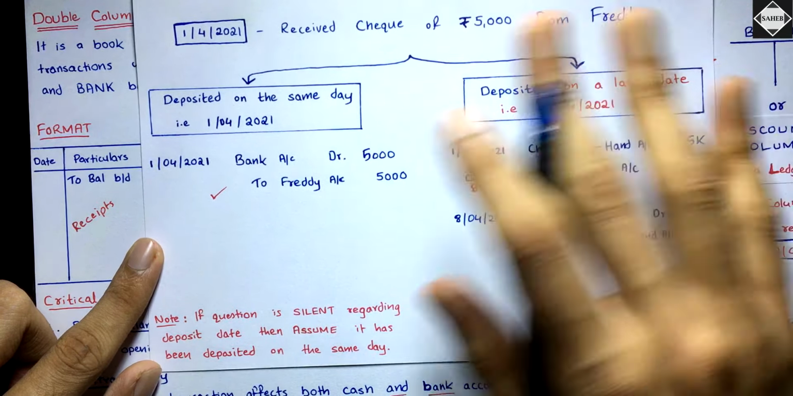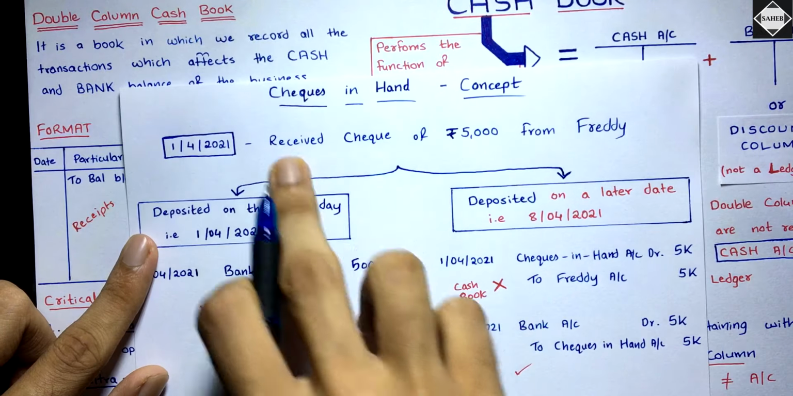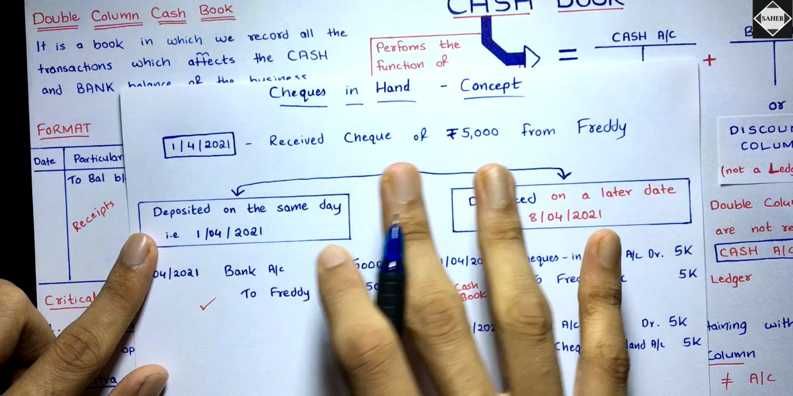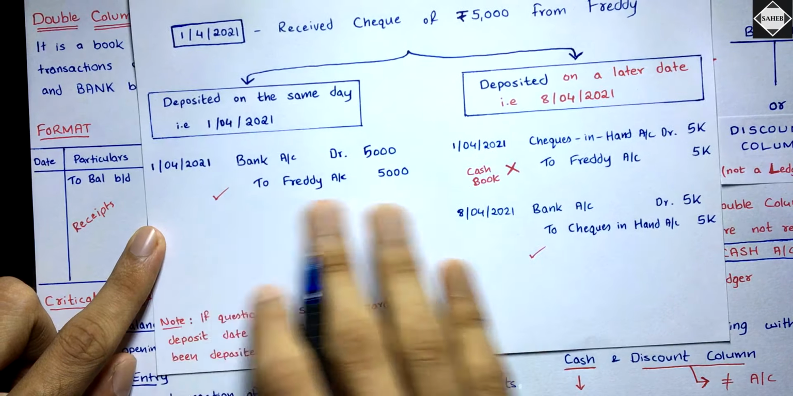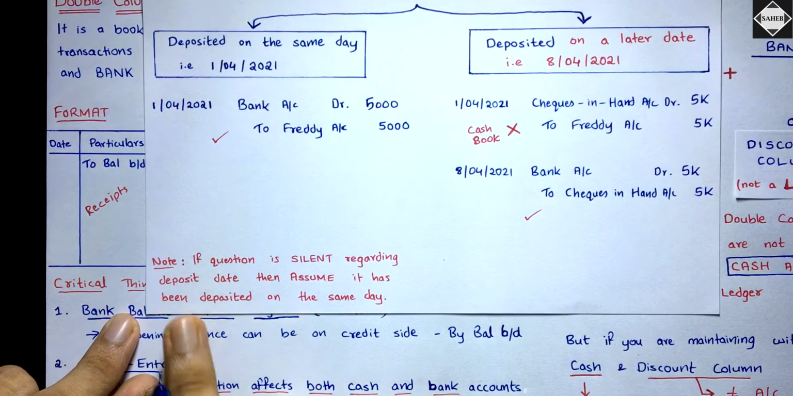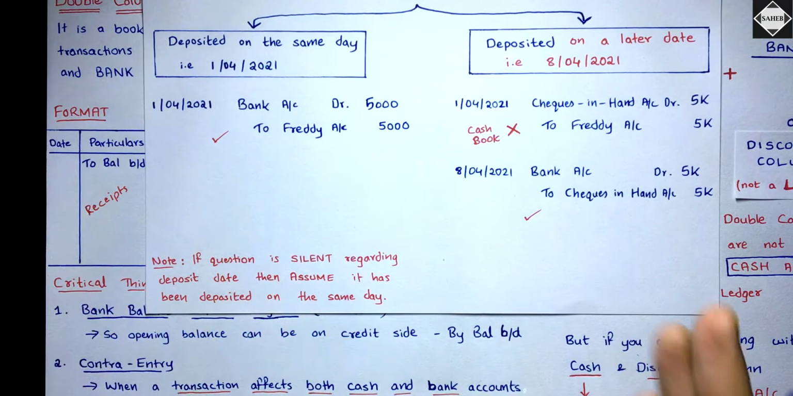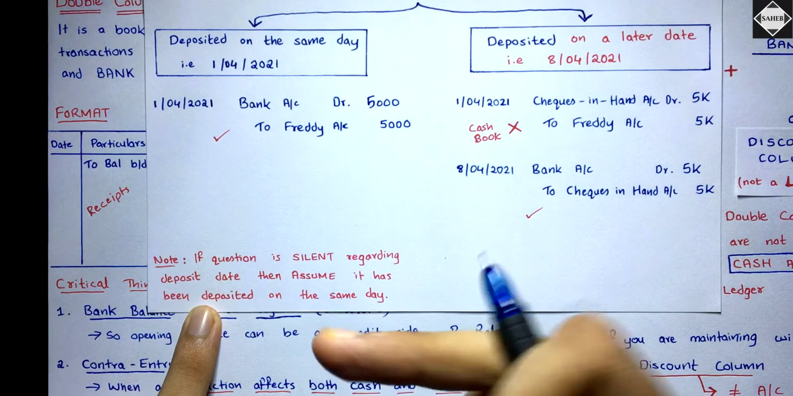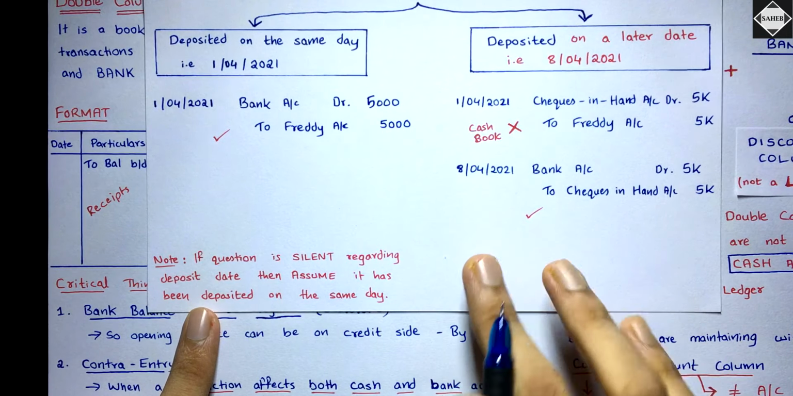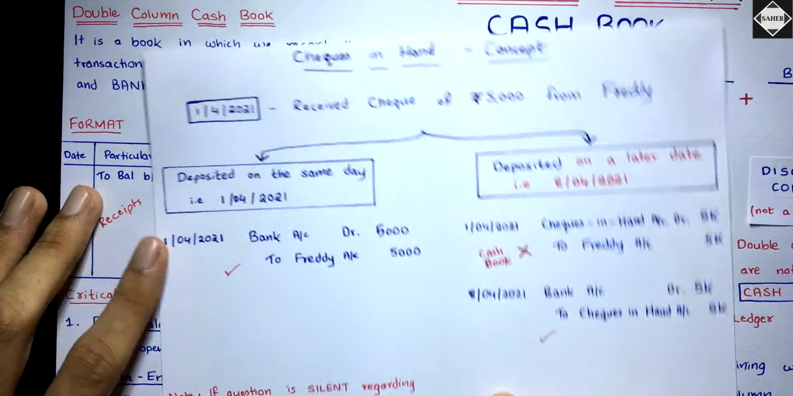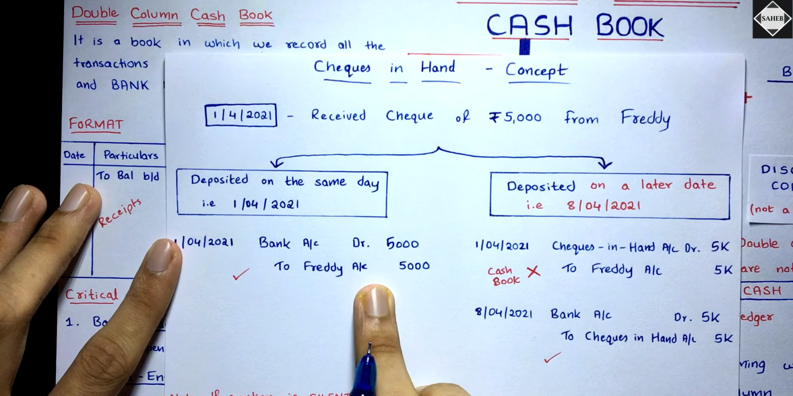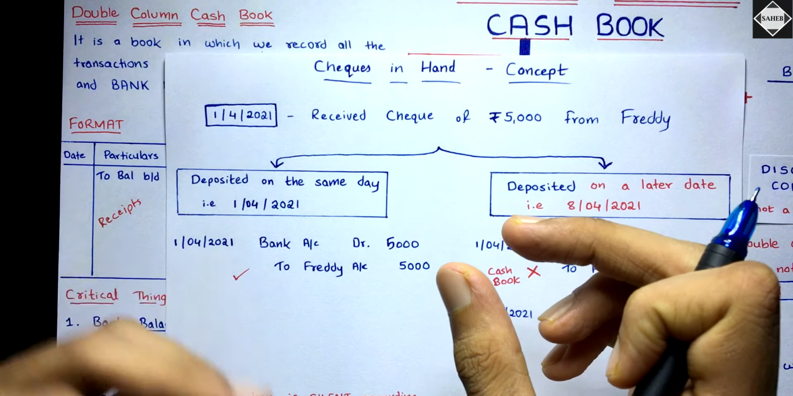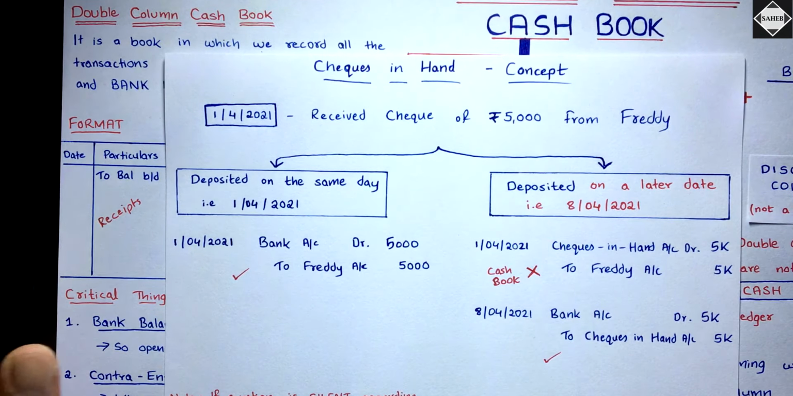But if that is not given and the question is completely silent, just received check of 5,000 from Freddie, then what you will do? You will follow this. If the question is silent regarding the deposit date, whether it is deposited on the same day or a later date, then always assume it has been deposited on the same day. Is that clear? Deposited on the same day, and you will take bank account debit to Freddie. You will write the amount in the bank column to Freddie, the customer name from whom you have received the check. Is that clear? You got this?